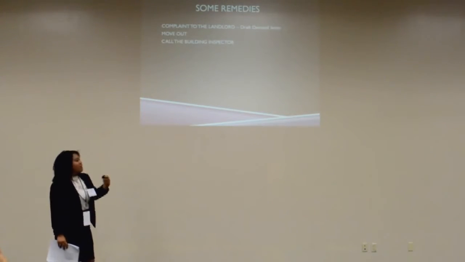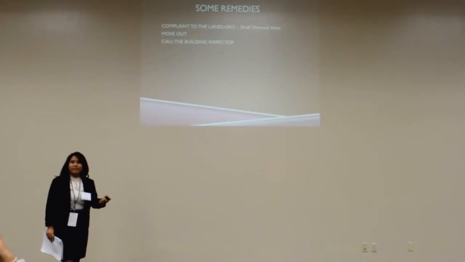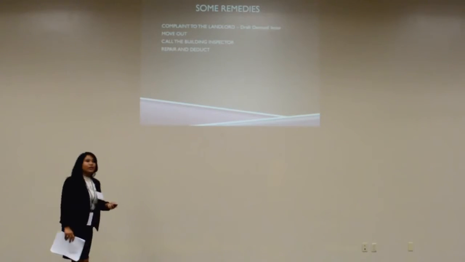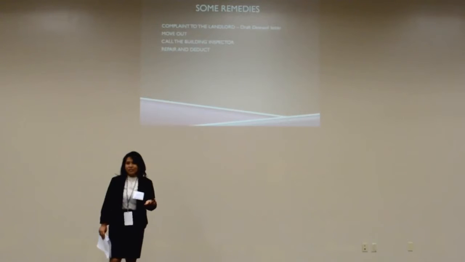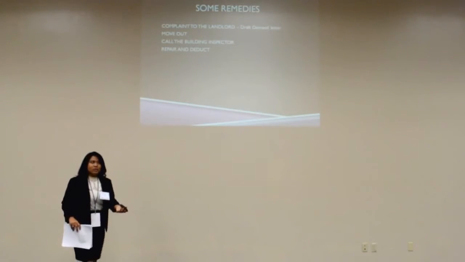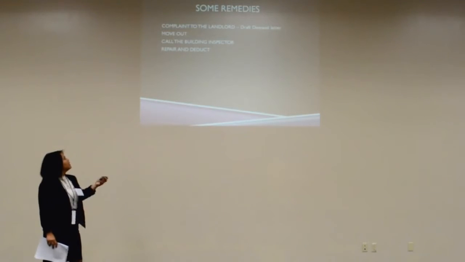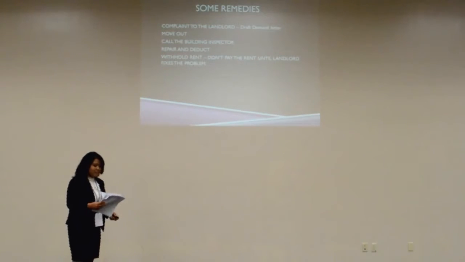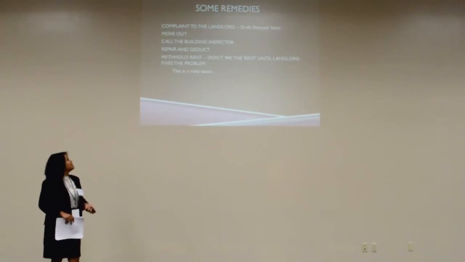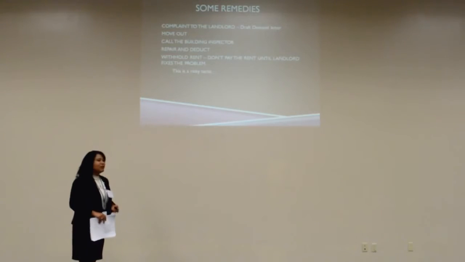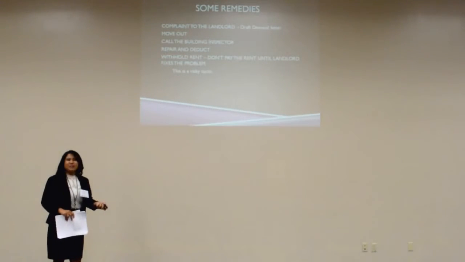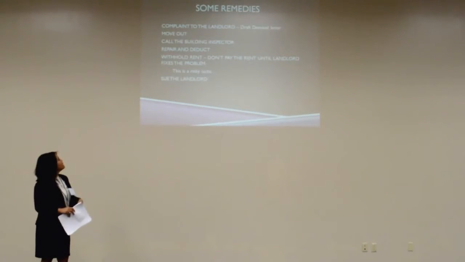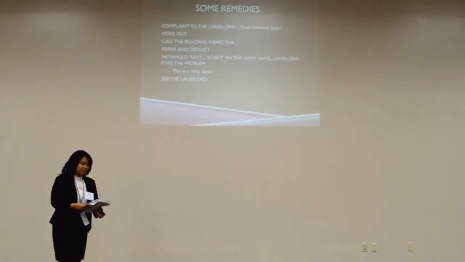You can move out. You can call the building inspector if it's just completely sketchy where you live. You can do a repair and deduct. That's where you fix it, and then you try to deduct it from your rent. That kind of opens up the door to litigation with the landlord, but that's an option you have. You can also withhold rent, which is don't pay the rent until the landlord fixes the problem. However, this is a risky tactic because the courts are well aware of that, and the courts have ruled differently about withholding rent until the landlord fixes the problem. And lastly, you can just file a lawsuit.